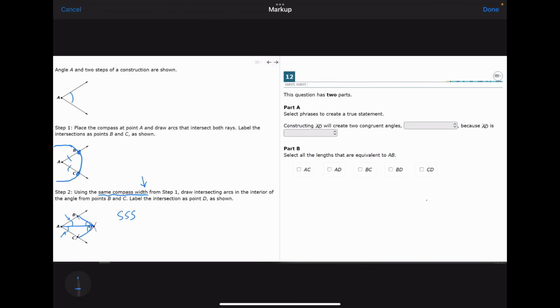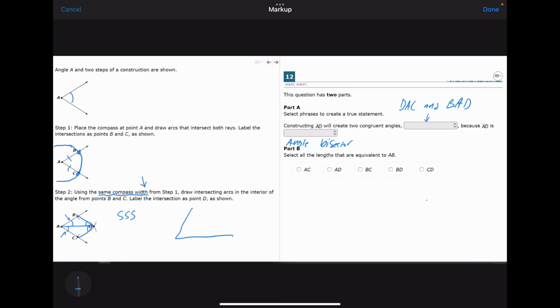So now we can go to part A. Part A says select phrases to create a true statement. And here we have constructing AD, which we've already done, will create two congruent angles. That's what I was already mentioning here. So this is DAC, and inside of this drop down, DAC and BAD was one of the options. The reason is because AD is an angle bisector.